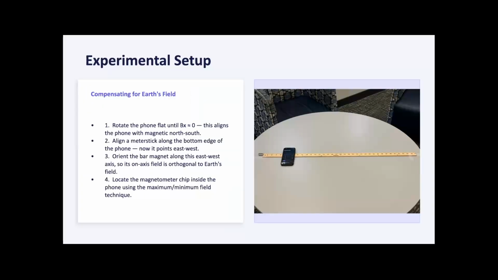Here's how I set up the experiment. I placed the phone flat and rotated until the x component of the magnetic field read close to 0. This aligned the phone with the magnetic north-south. I then aligned a meter stick along the bottom edge of the phone so it now pointed exactly east-west. I oriented the bar magnets along this east-west axis, ensuring the magnet's on-axis field would be orthogonal to the Earth's field. Finally, I located the magnetometer chip inside my phone using the maximum-minimum technique described in the instructions.